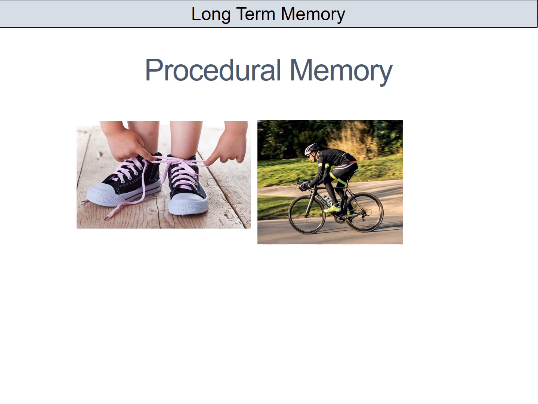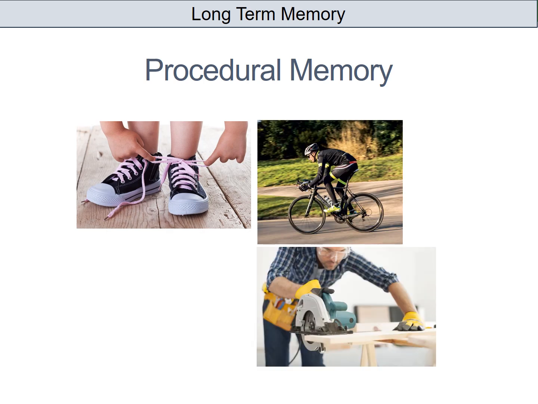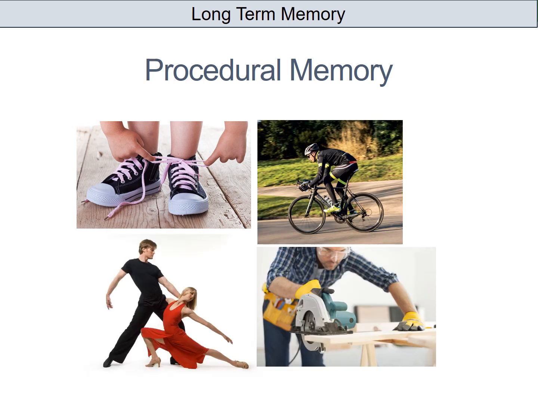Now, unlike episodic and semantic memories, procedural memory is not about knowing that. Episodic and semantic memories are about knowing facts, having knowledge. Procedural memory is about knowing how. So how to tie your shoelaces, how to ride a bike, use power tools if you've been taught how to do so, or a particular type of dance. So it's knowing how to do something.